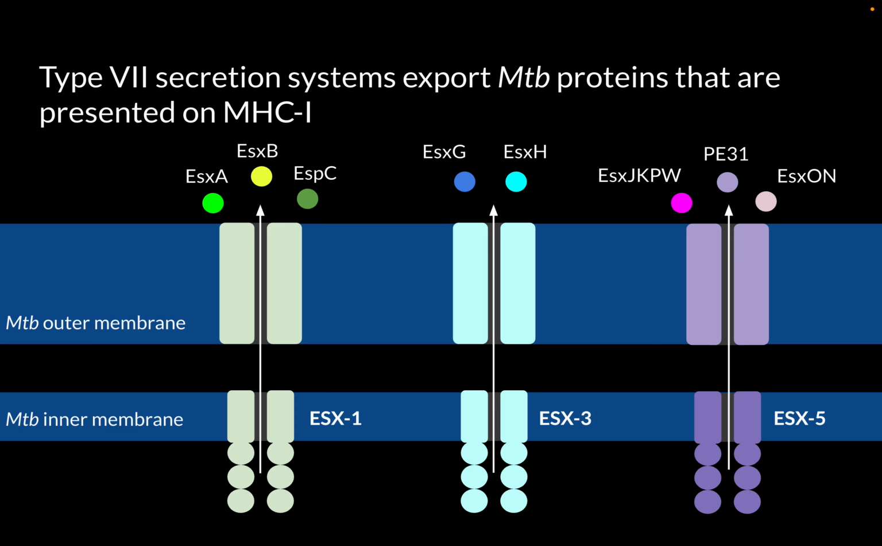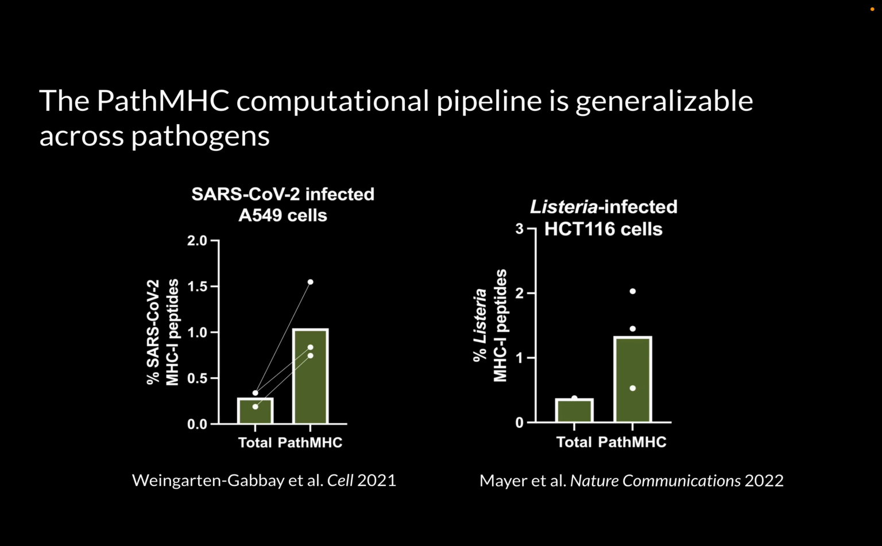The MHC class 1 peptides we identified in this study exclusively derived from proteins exported by a specialized class of protein secretion systems called type 7 secretion systems, highlighting this class of proteins as promising targets for CD8 T-cell priming vaccines. Finally, we showed that our computational pipeline can generalize across multiple other pathogens by analyzing publicly available immunopeptidomics datasets from cells infected with SARS-CoV-2 and Listeria monocytogenes. We hope that this method will be a useful tool for future vaccine antigen discovery efforts.